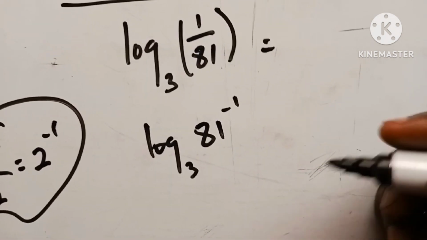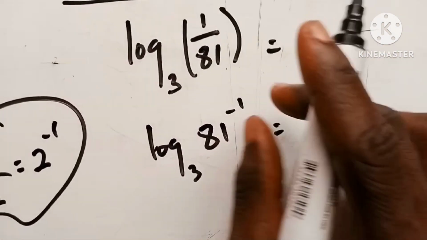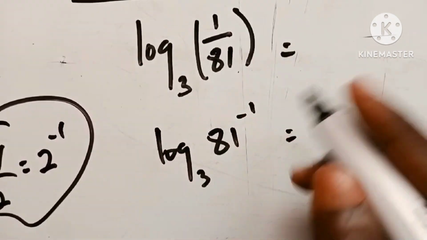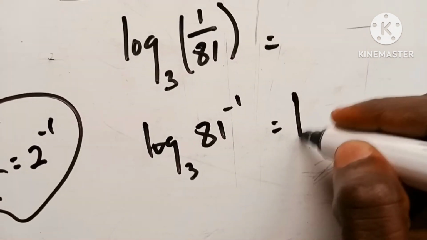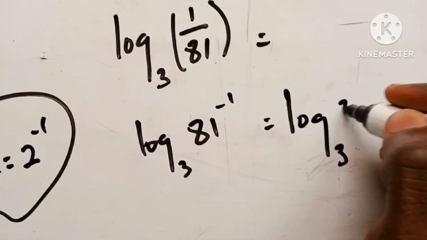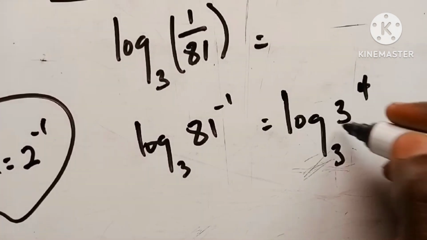Right? Are you okay with that? Okay, if you are okay, then it means that it's so. Let's ignore the negative 1 for the midterm. So can we have 3 raised to the power of any number to get 81? Obviously that is true, right? So 3 raised to the power 4 will give us 81.